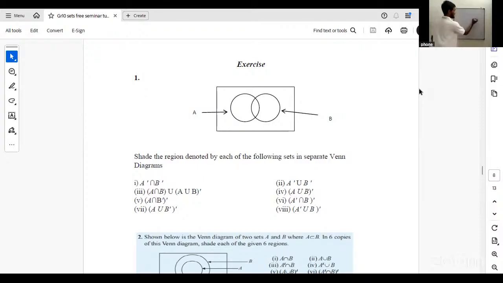Why? Because it says intersecting, right? Here intersecting means you should have at least two ticks, but there are no regions with two ticks. So we denote this as A dash intersecting B dash equals null. This is called null. That means you don't have any region. Okay, this is the first one, Roman number one. Roman number two says A dash union B dash.